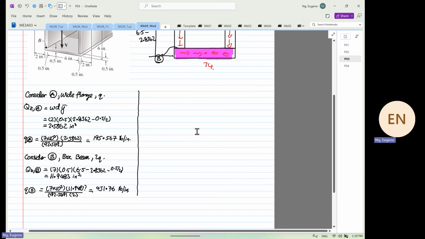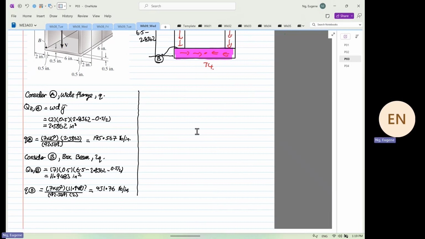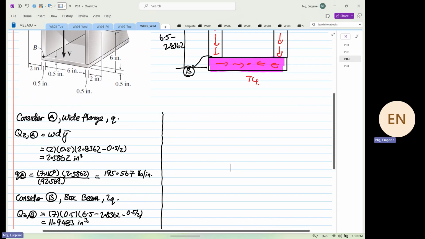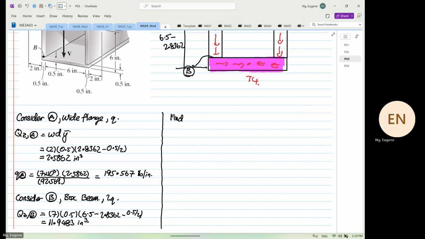Now, the next part, I'm a bit worried. Let me tell you why. We are now going to find the maximum shear flow. Am I out of time? Okay, we come back again. Then we do the position of the maximum shear flow.